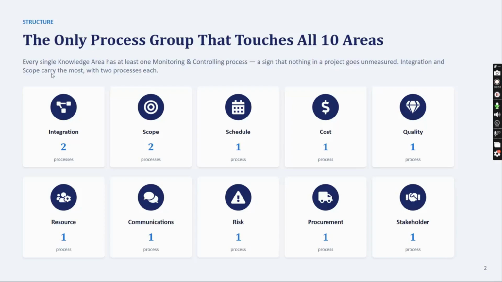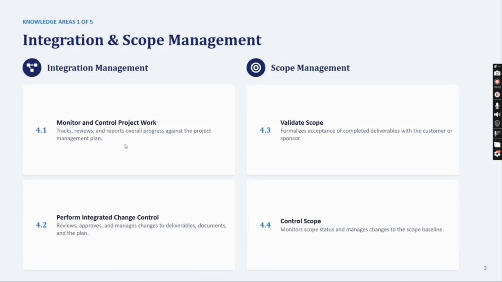Integration and scope carry the most, with two processes each. Schedule, cost, quality, resource, communication, risk, procurement, and stakeholder have one process each. Integration management is monitor and control project work, where it tracks, reviews, and reports overall progress against the project management plan. Do you remember, in the planning process, the monitor and control project work was taken care of by the project management plan? We have to monitor whether the project is going according to the plan which we made in the planning process.